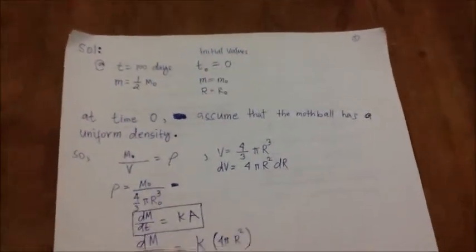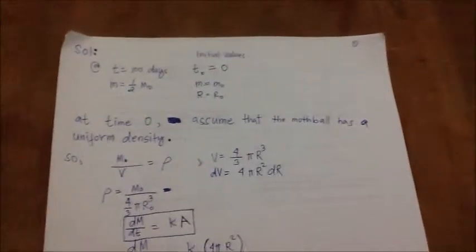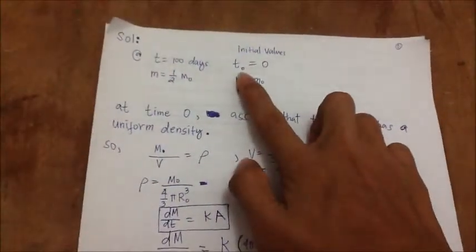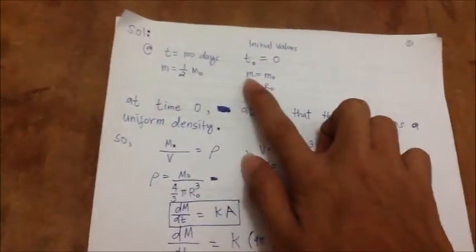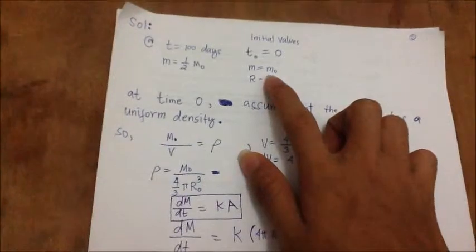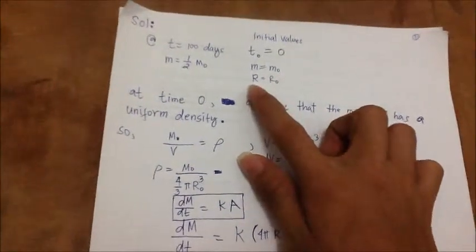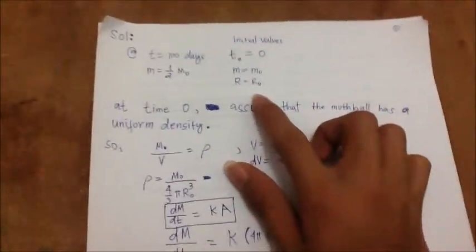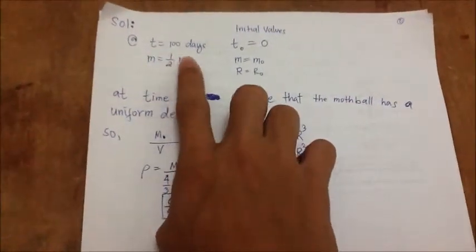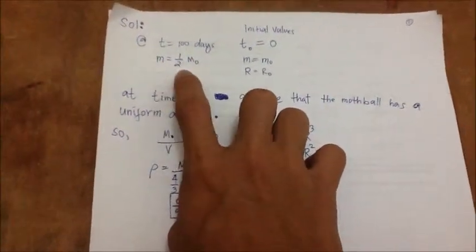So in our solution, we need to find our initial values. At time 0, our m has an initial value of m sub o. R is equal to r sub o. So nothing has changed. So at 100 days, our mass decreased to half.